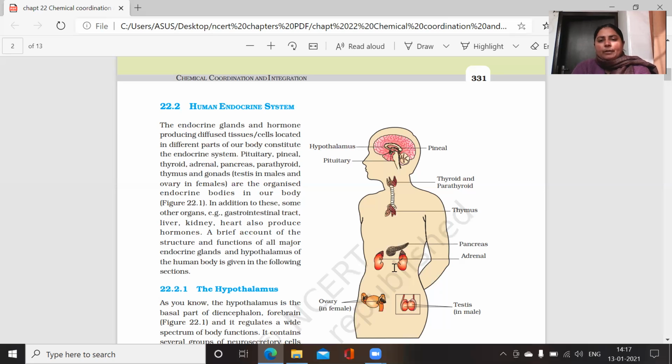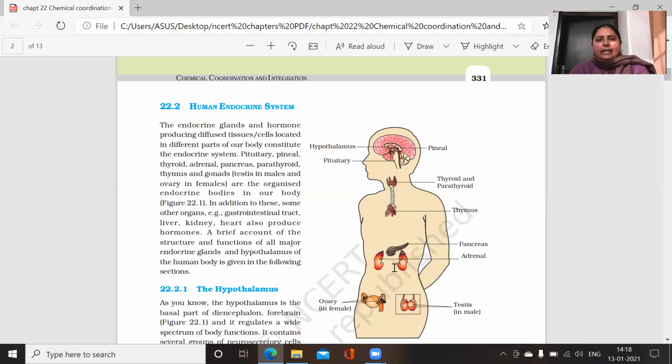Then in the lower abdominal part of your body, the gonads are present, and these gonads are testes in case of male and ovaries in case of female. These testes and ovaries also produce certain hormones, and they also perform the functions of glands. Okay, students, that's all about the human endocrine system.